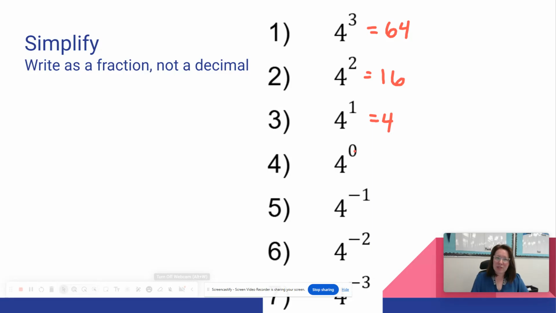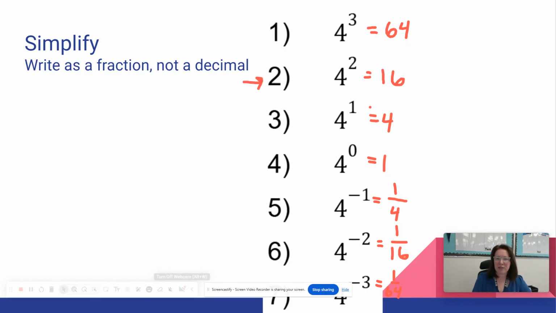Then 4 to the power of 0, we have not learned about that yet. That's one of the things we're learning today. But when you type it in your calculator, you're going to see that it equals the number 1. And we'll talk about why in just a minute. And then here, when you type this in your calculator, you're going to see that it equals 1 over 4. And then 4 to the negative 2, you're going to see equals 1 over 16. And then 4 to the negative 3, you're going to see equals 1 over 64, even though you can't read that very well.